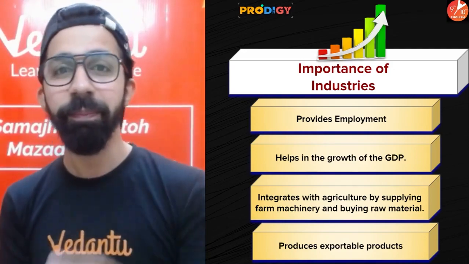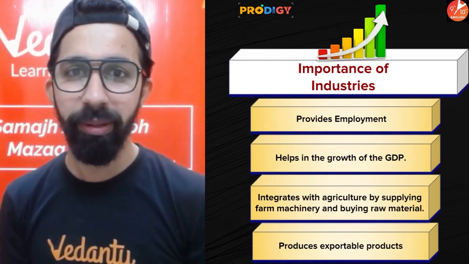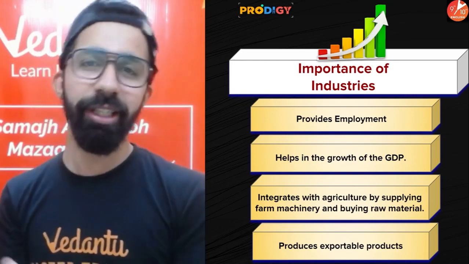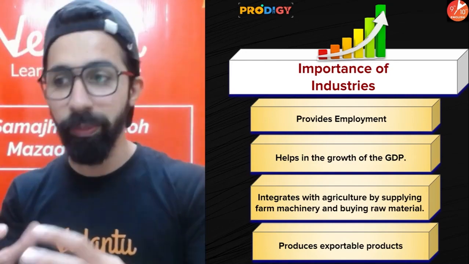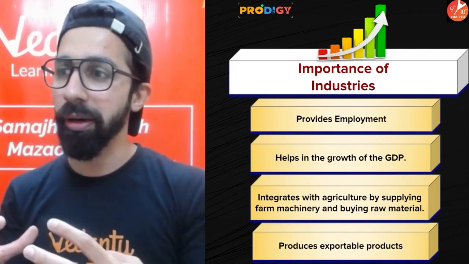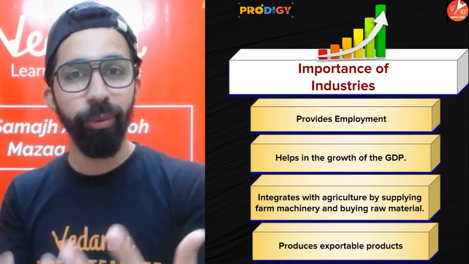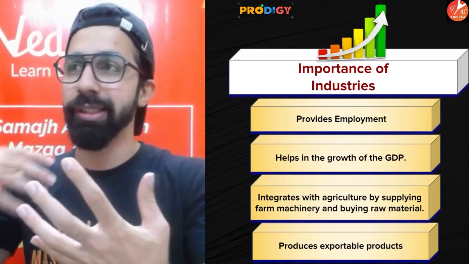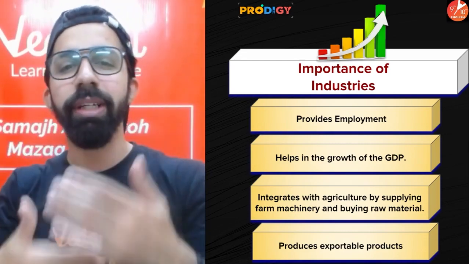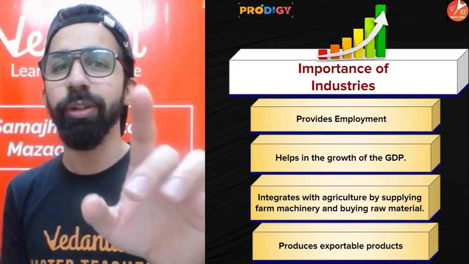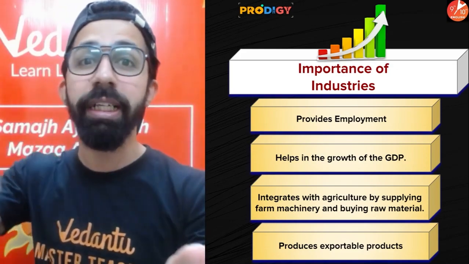First of all, it provides employment to the people, because of which unemployment is reducing, poverty is reducing, production is increasing, and the lifestyle of the people is also improving. At the same time, surplus products are exported to other countries and we are getting foreign exchange. So it is also helping in the growth of GDP.